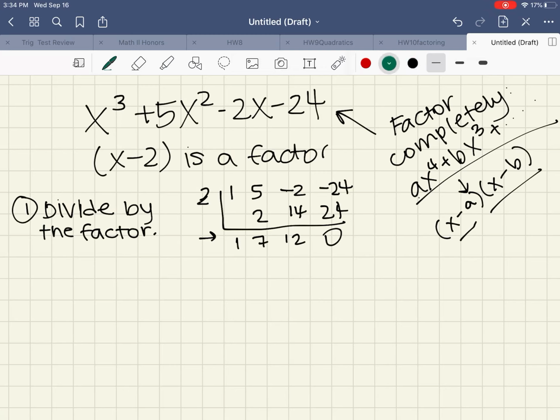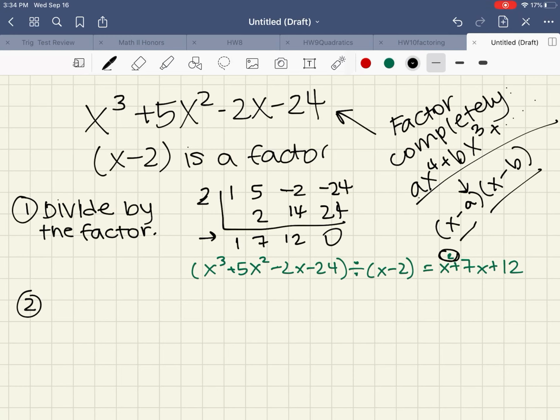We're good with that. And so the answer when we divide x cubed plus 5x squared minus 2x minus 24 by x minus 2 is going to be equal to x squared plus 7x plus 12. And that's step 1. Step 2 is we can use factoring quadratics, and that's in another video, factoring quadratics.